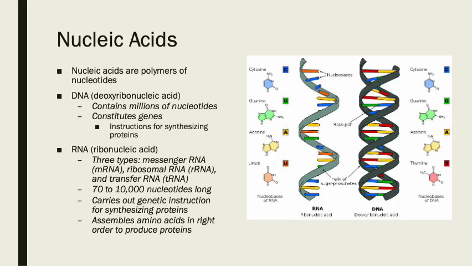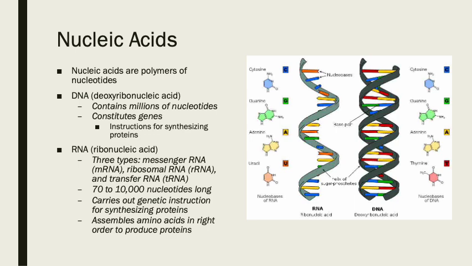And lastly, we have nucleic acids. Nucleic acids are polymers of nucleotides. So we talked about nucleotides and ATP. If we put a whole bunch of these nucleotides together, we make nucleic acids. Nucleic acids make up DNA and RNA. DNA is deoxyribonucleic acid. Okay?